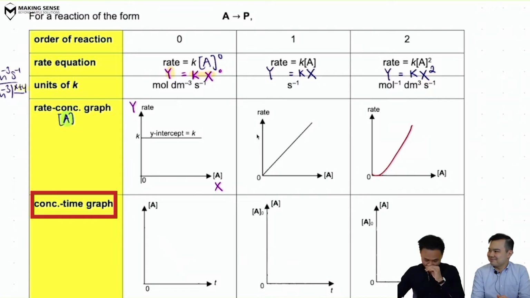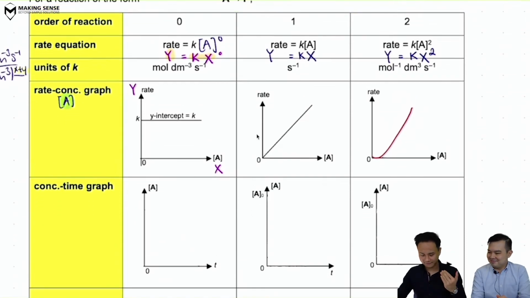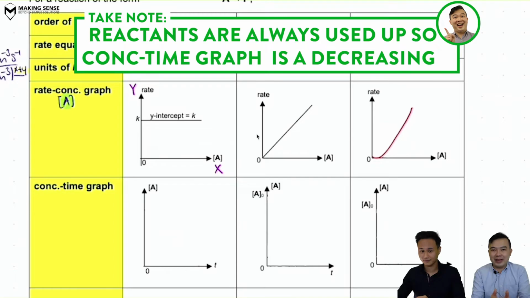Alright, now, for the concentration time graph, I'm going to simplify this. It is quite simple. So just remind me first, Mr. Leong, for the concentration of reactants, does it increase with time or decrease with time? Like we mentioned last week, reactant must always be used up. It must be a decreasing graph.